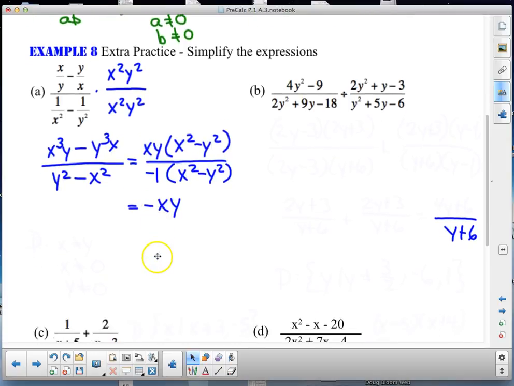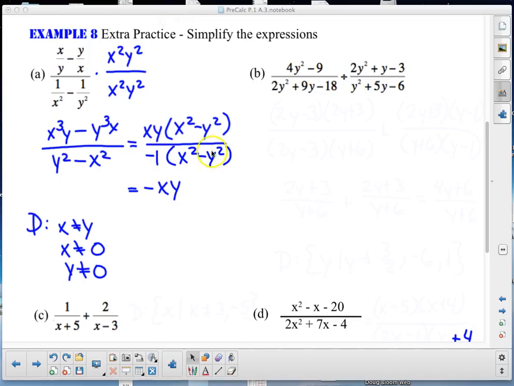Now I've got to look at my restrictions. x and y can't be the same. x can't be 0, and the reason why it can't be 0 as we go through here is x can't be 0 and y can't be 0, because I go back to the original. Okay? So that's my domain right here.